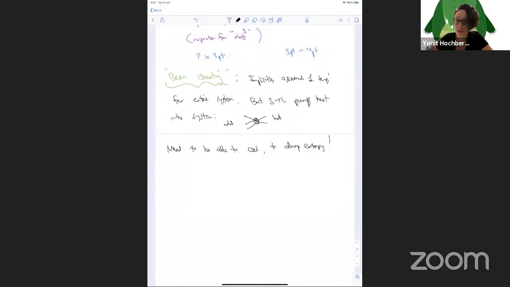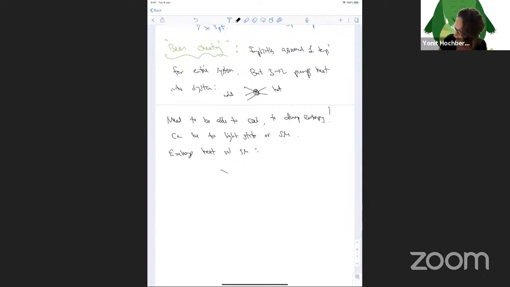You can do this by interacting and dumping your entropy into some other light state, or directly into the standard model. Basically we want to be able to exchange heat with the standard model. So the process that we want to be active is one where we're cooling. Here's chi, for instance, scattering off of some standard model particle. This is a cooling process. And I want this cooling process to be active while 3 to 2 freeze out is occurring.